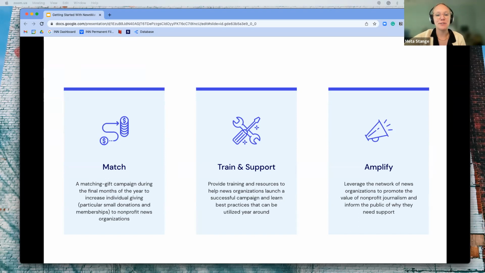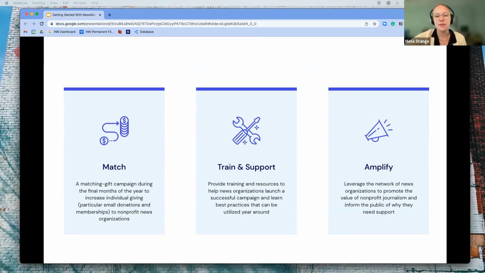NewsMatch is a unique opportunity for hundreds of newsrooms and dozens of funders nationwide to say at the same time, our communities need to support nonprofit journalism, and here's why. That really helps to build a case of support for nonprofit news as an industry. We as NewsMatch lead these promotional efforts to help new audiences discover and support nonprofit newsrooms.